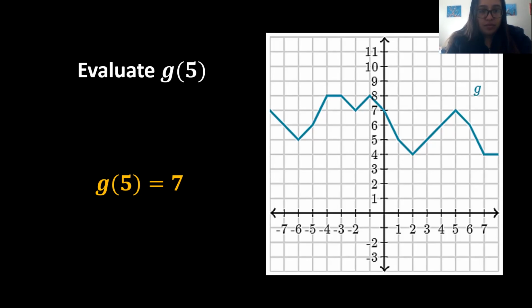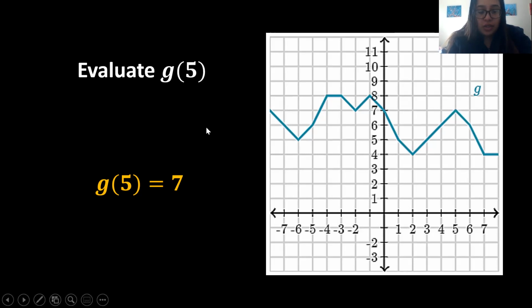G of 5 is 7, because if you look on the x-axis, if 5 is x and you go up and you see that 7 is y, that means that x is 5 and y is 7. Beautifully said. Great job, Rayanne. Yes, G of 5 is 7. Again, 5 on our x-axis up to the point we see is at 7. This beautiful point right here. You should see my mouse on that point now.